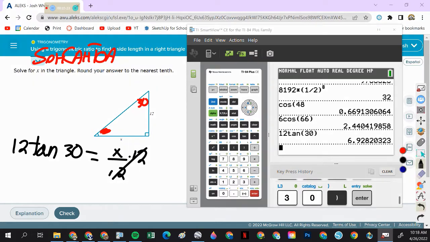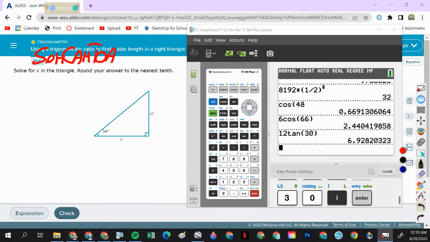Let me change the triangle a little bit. Let's say that the hypotenuse is 50. What trig ratio do I need to choose if I have adjacent and hypotenuse?